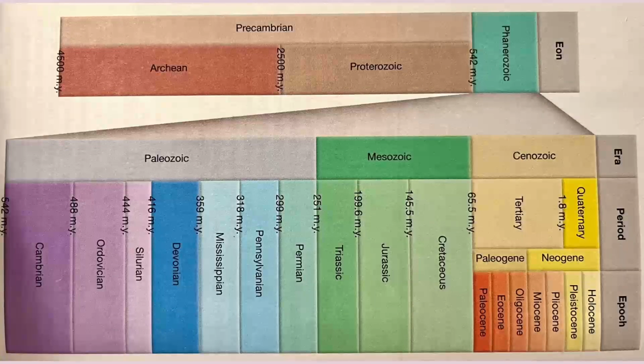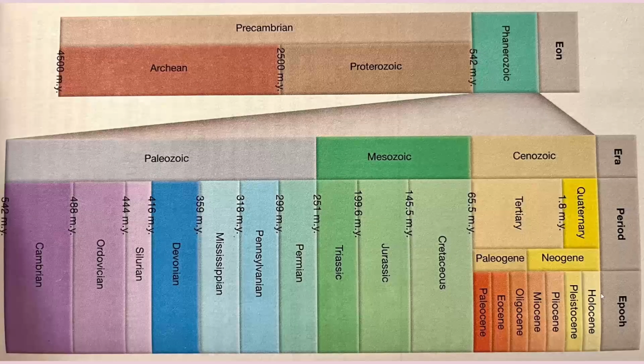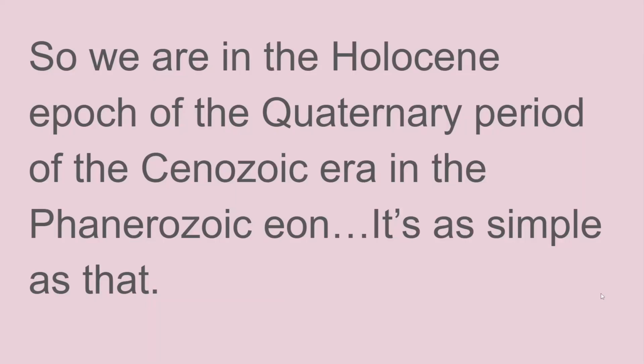All right. So hopefully this makes a little more sense when you look at it. This tertiary period, I believe, is now gone. And I think it's just these three, the Paleogene, Neogene, and Quaternary periods. And then all the epochs from the time the dinosaurs were wiped out to today. So it is fair to say we are in the Holocene epoch of the Quaternary period of the Cenozoic era in the Phanerozoic eon. It's as simple as that. See, it's real easy.